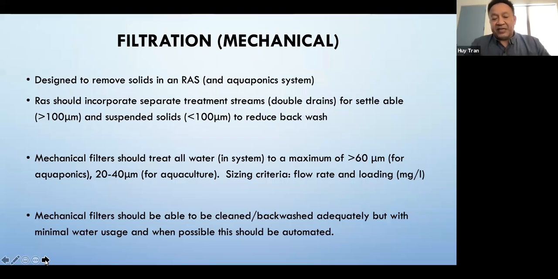And sizing of these particle filtration is based on flow rate and loading. So milligrams per liter, so parts per million, basically. Mechanical filters should be able to be cleaned easily, backwash, and it should minimize the amount of water it takes to clean them. In the old days, we used a lot of sand filters that channeled and stuff like that, and it took quite a volume just to backwash your mechanical filtration.